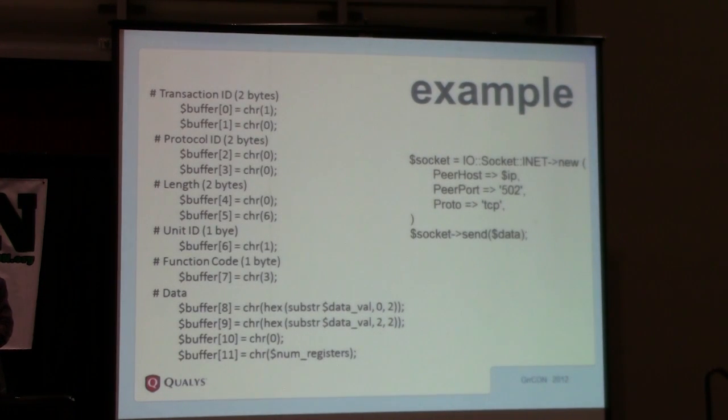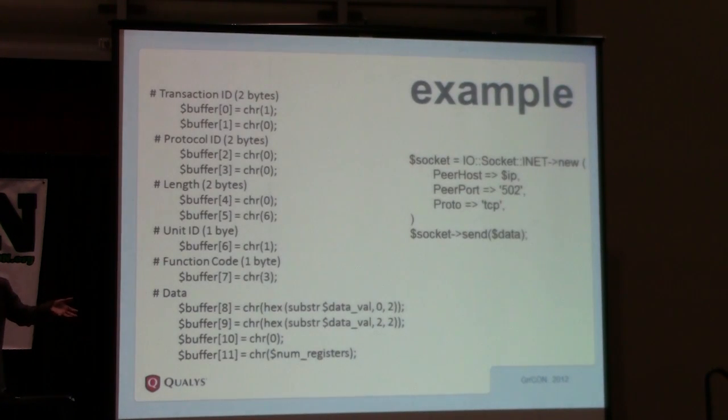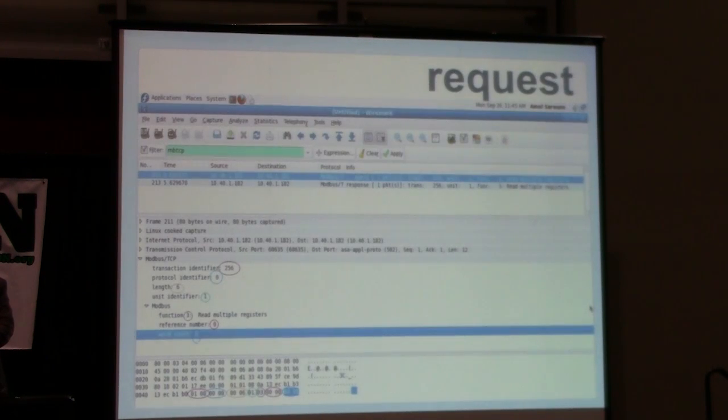And this is just a simple Perl implementation of the packet here. So this is the diagram. This is how the packet looks. If you just put that in code, this is how it looks. Basically, you put the 2-byte transaction ID, the protocol ID, length, unit ID, and so on. You fill up all what is in the diagram into a Perl packet, and then you send it over a socket.